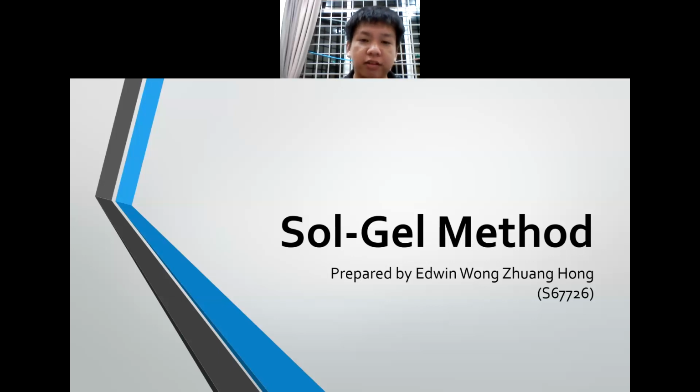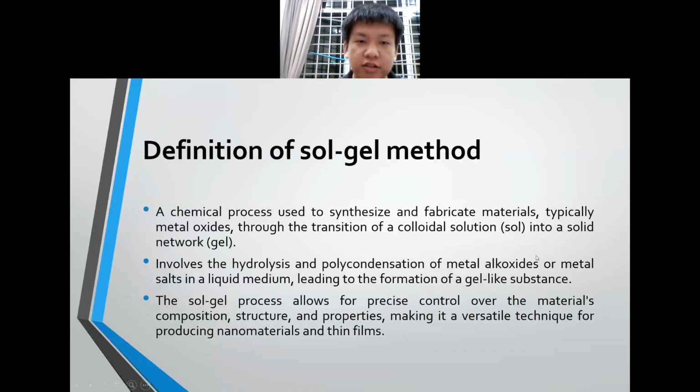Today I will explain about the sol-gel method. So what is the sol-gel method? It's a chemical process used to synthesize and fabricate materials, typically metal oxides, through the transition of a colloidal solution which dissolves into a solid network with gel.